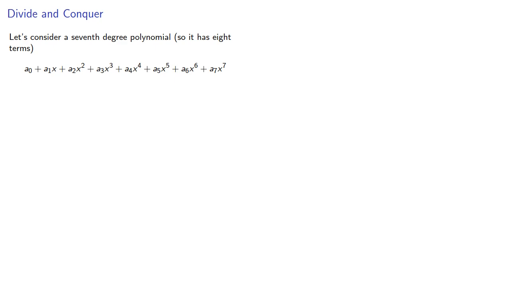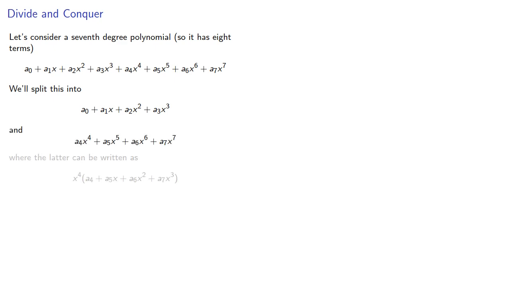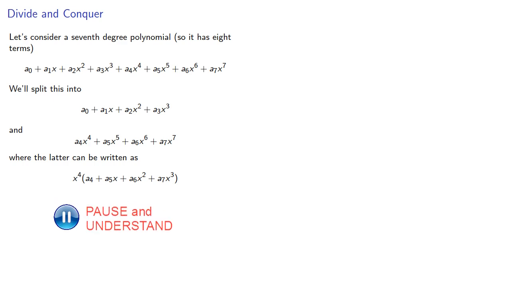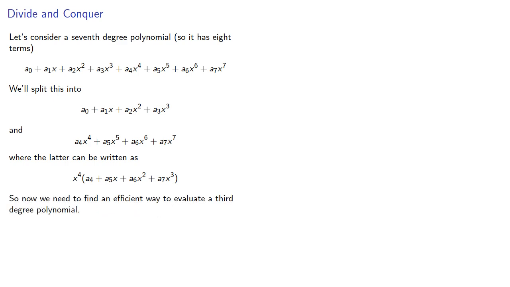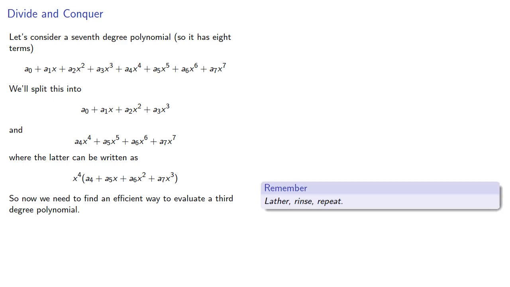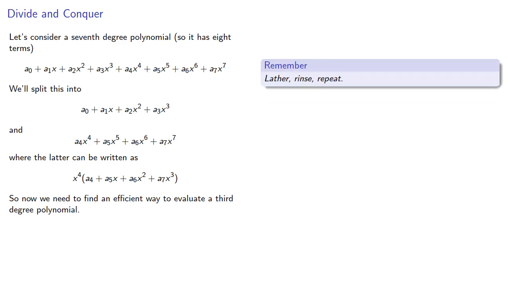Let's consider a 7th degree polynomial so it has 8 terms and we can divide it up evenly. We'll split this into a cubic part and the remaining terms, where the latter can be rewritten if we factor out an x to the 4th, and we get another cubic polynomial. So now we need to find an efficient way to evaluate a 3rd degree polynomial. So remember, lather, rinse, repeat.